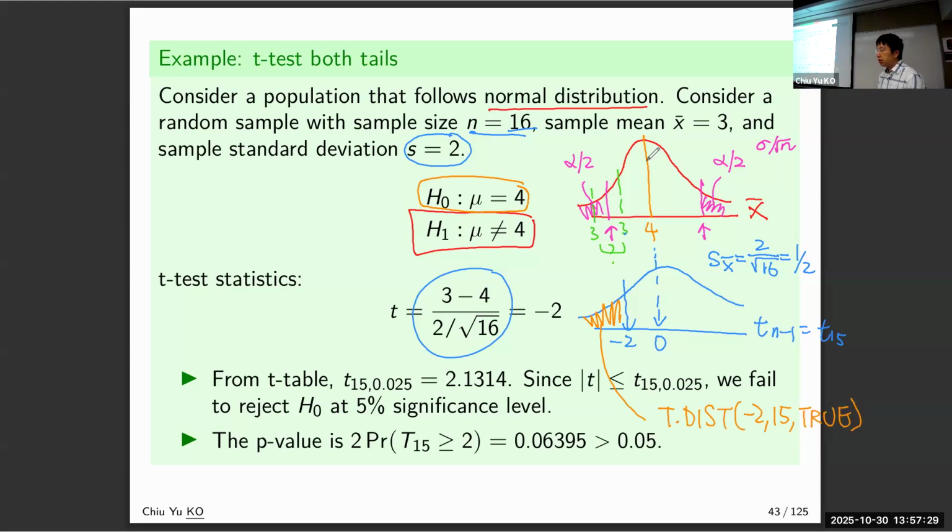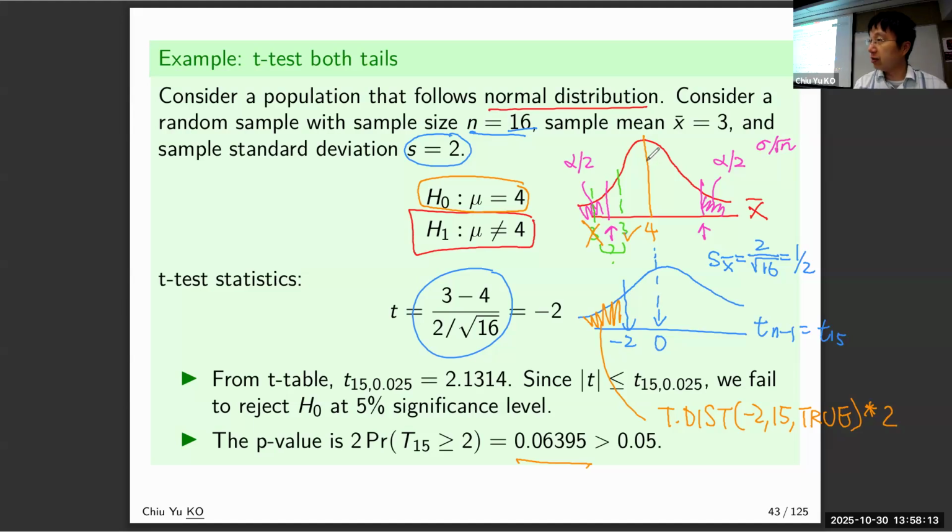And because this area is not just alpha, it's alpha over 2. So if you compare to alpha, you multiply by 2, and this gives you the p-value. You compare this to 5%, or you can compare this to 2.5%, also okay. But the classical method is you multiply by 2 and compare the p-value to 5%. And it turns out this is 6%. So it turns out that this is not this case, rather this case. So you can't reject that it's different from 4. So that would be the idea.